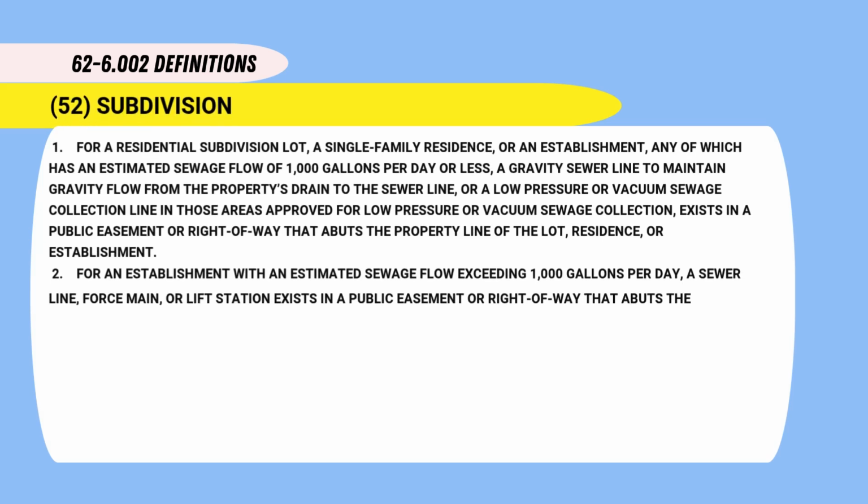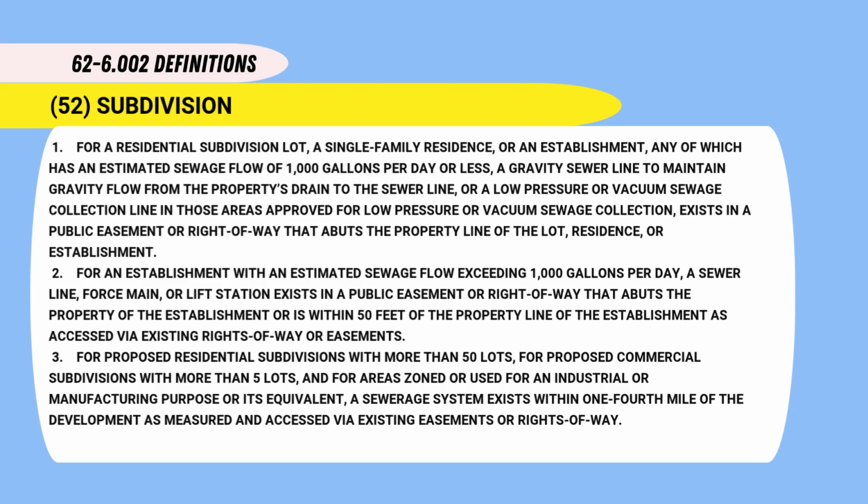For a residential subdivision lot, a single-family residence, or an establishment, any of which has an estimated sewage flow of 1,000 gallons per day or less, a gravity sewer line to maintain gravity flow from the property's drain to the sewer line, or a low-pressure or vacuum sewage collection line in those areas approved for low-pressure or vacuum sewage collection, exists in a public easement or right-of-way that abuts the property line of the lot, residence, or establishment.